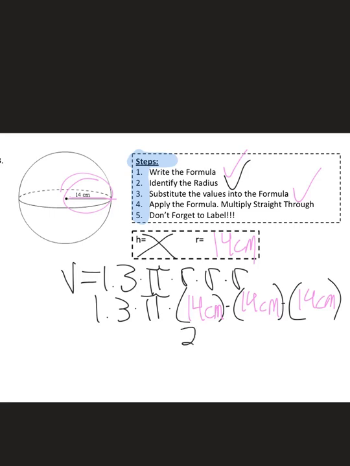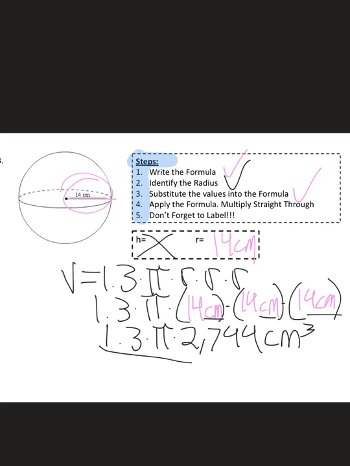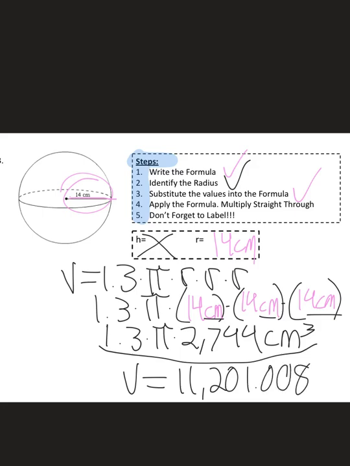That is going to give me a total of 2,744 centimeters cubed, because remember, we multiplied centimeters 3 times. Then I'm going to bring down 1.3 times pi times 2,744 centimeters cubed. If I multiply all of that together, plug that into your calculator, the total volume is going to be 0.008 centimeters cubed. So that is the total volume of the sphere.